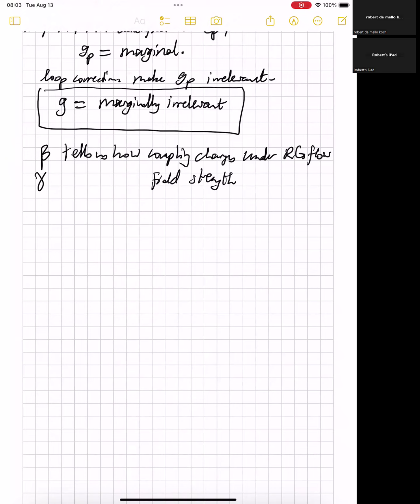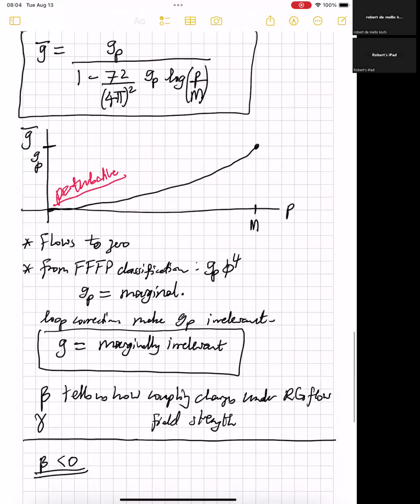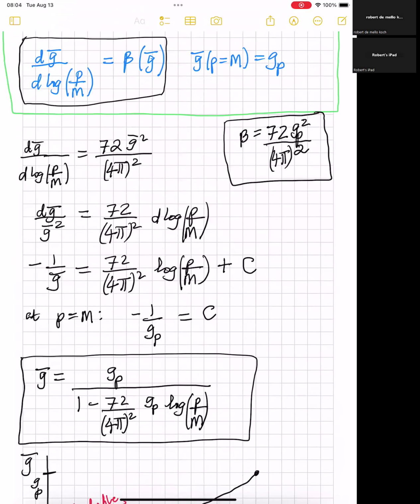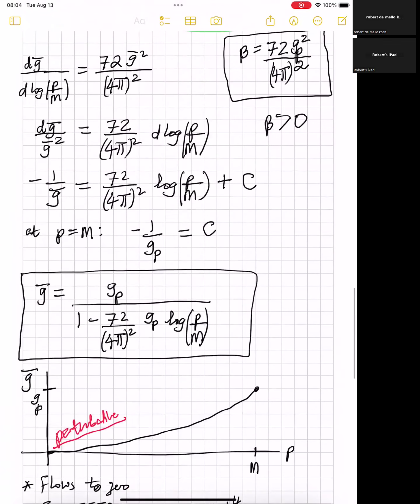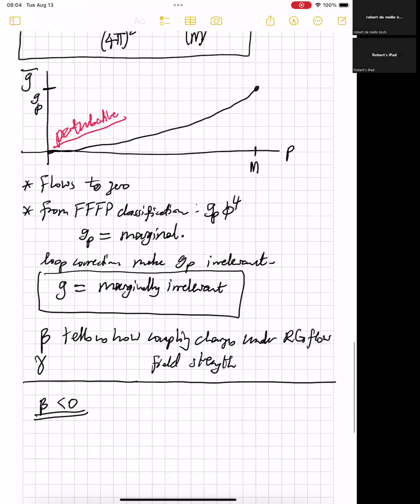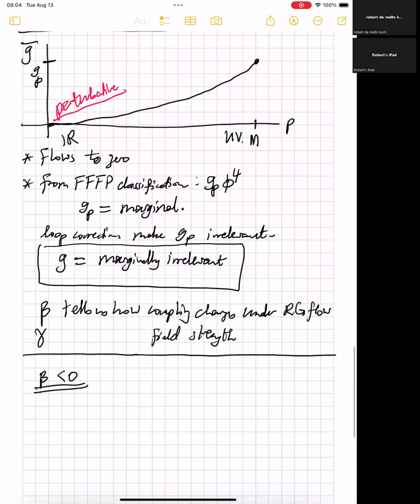So the only thing left for the course is to describe the exercises. In the exercises, there's a few things that I wanted you to do. So the first exercise, I want you to consider a beta function that is negative, okay? That's different to the example that we considered. You can see our beta function was 72 GP squared over 4 pi squared. So we studied an example of a beta function that is positive. For any beta function that is positive, the theory becomes weakly coupled in the infrared. So this would be the infrared limit of the theory. This would be the UV limit, and it's perturbative in the infrared.